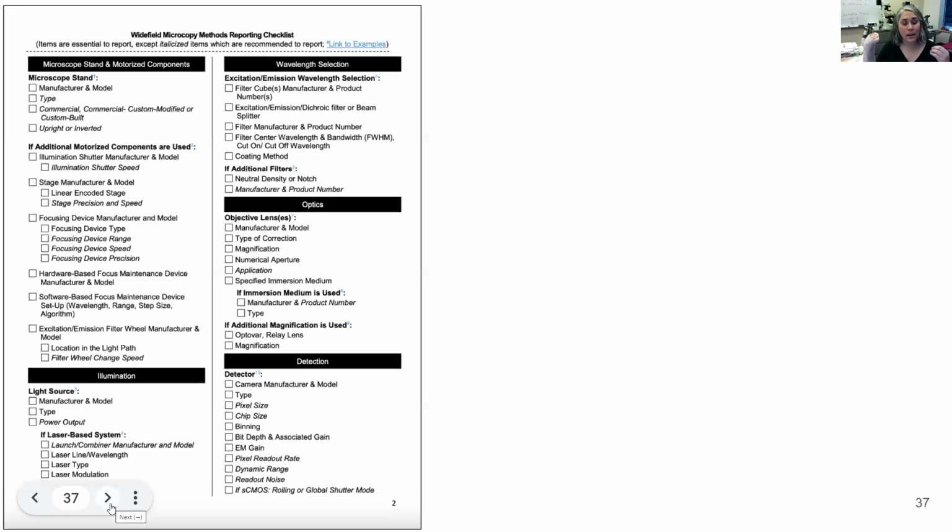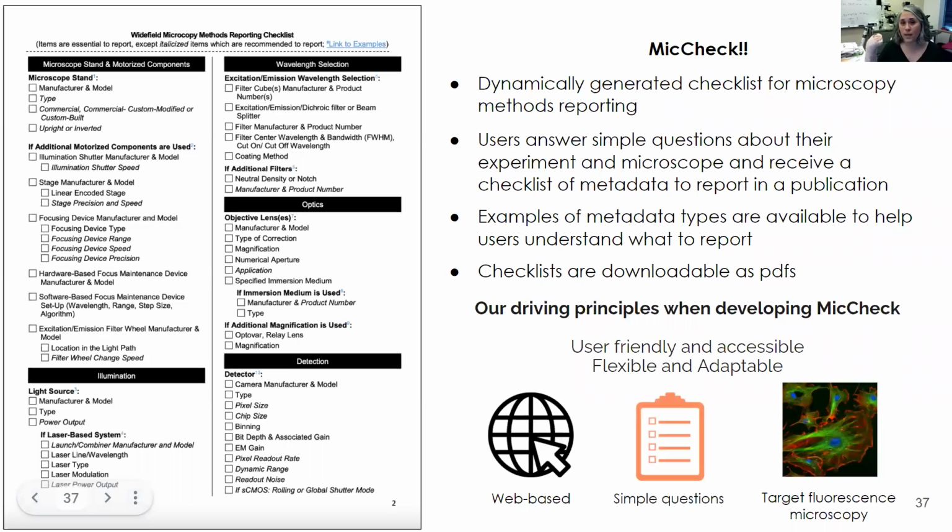But in many cases, people are going to be doing different experiments. Perhaps someone is doing a time lapse, other people are doing multicolor imaging with different positions. So we want to make this checklist a little more accessible, and that is why we developed MDCheck. It is based on a Shiny app, so it dynamically generates a checklist for the microscopy methods depending on what experiment you did.